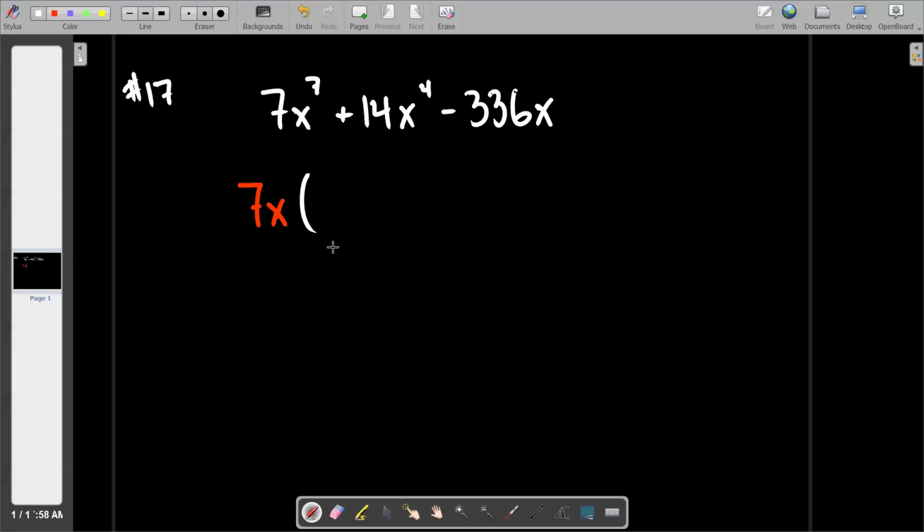What's left of the first term if you pull that out? Nice. Second term? Yep, minus. It's a 48. So far, so good.